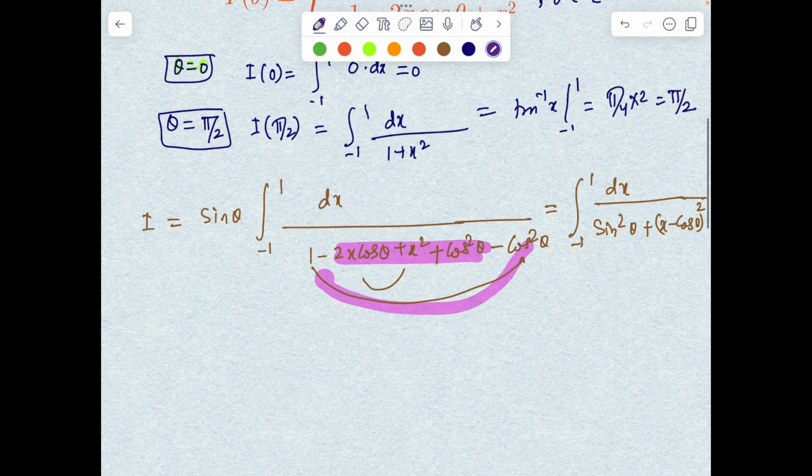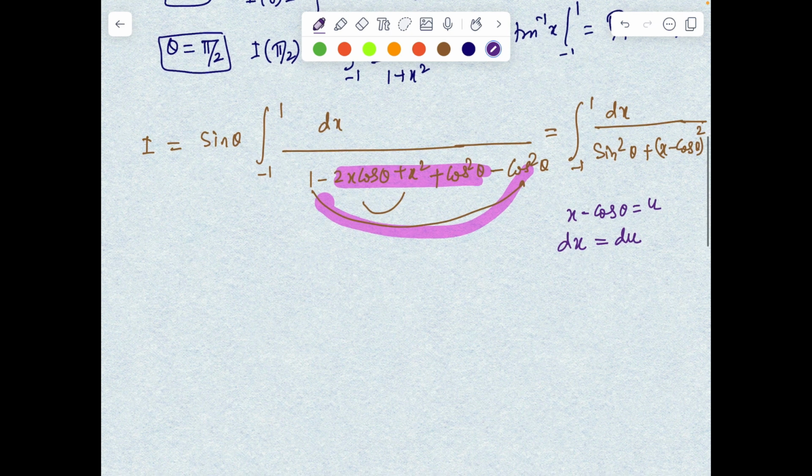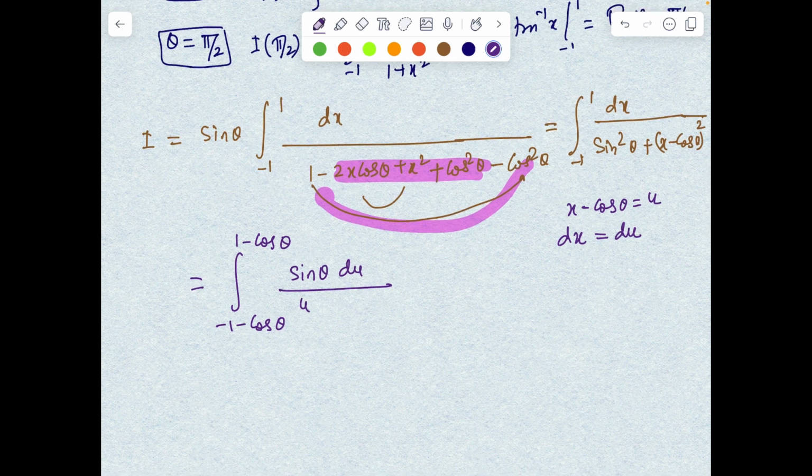And now we have a typical substitution over here. I'll make x minus cos θ as, let's say, u. So that gives me dx equals du, because we are differentiating with respect to x for a particular θ, for a particular instant. So the given integration takes limits minus 1 minus cos θ to 1 minus cos θ, sin θ du over u square plus sin square θ.